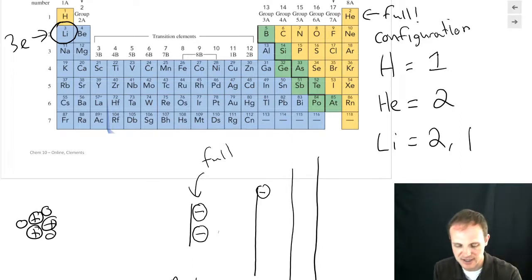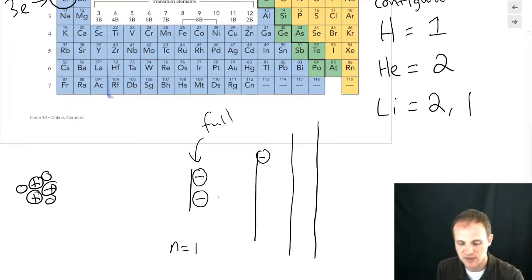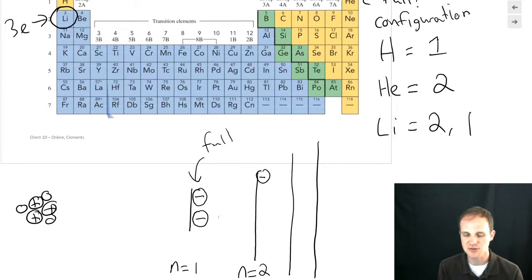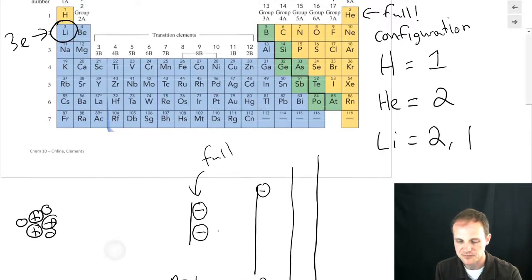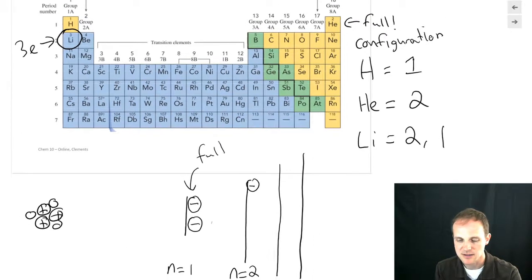And these rows, like I said, we can call them N equals 1. We can also call them shells. So we say that this is the first shell. What do you think this one's called? N equals 2, and it's the second shell. But we're going to use this simplified 2, comma 1 as we go forward. All righty. So what's next?